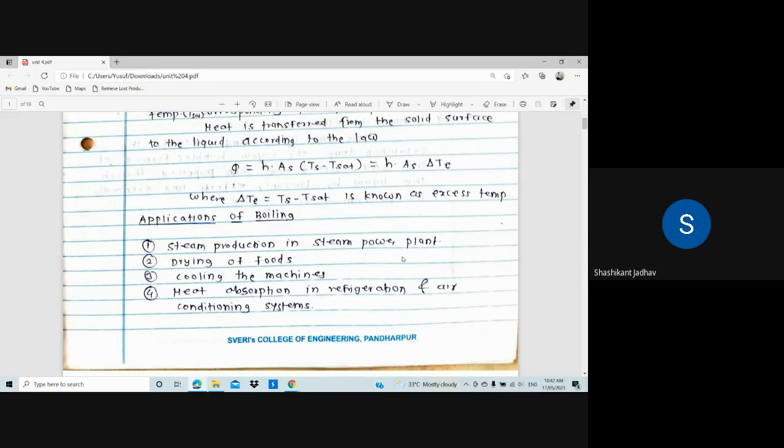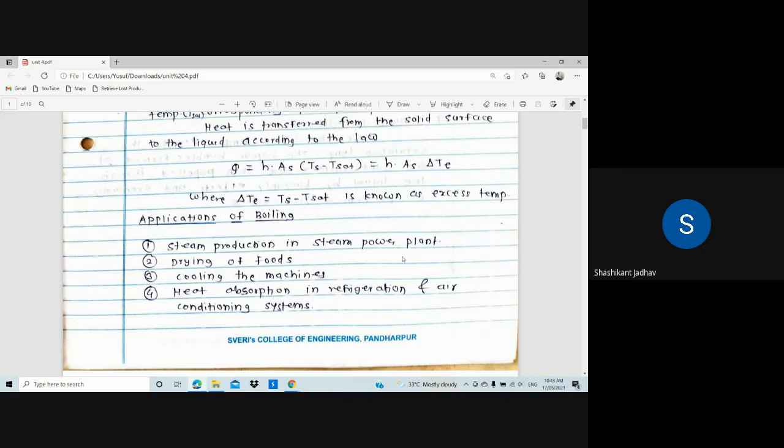Then what are the applications of the boiling? There are so many applications where we have to use this boiling. That is steam production in steam power plant, which is nothing but an application of boiling. Then drying of the food: whatever the food is there, how to dry this food by using the boiling phenomenon. Then cooling the machines. Then heat absorption in refrigeration and air conditioning systems, where heat absorption takes place due to the boiling. So these are the applications of the boiling.